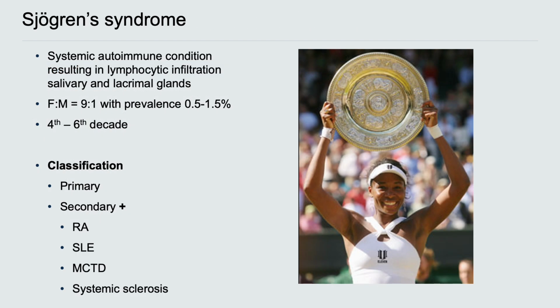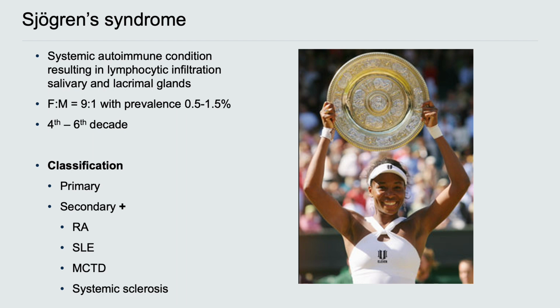Sjogren's syndrome is a systemic autoimmune condition resulting in lymphocytic infiltration of the salivary and lacrimal glands. It's more common in females with a ratio of 9:1, with a prevalence of 0.5 to 1.5% of the population. The onset is 4th to 6th decade.